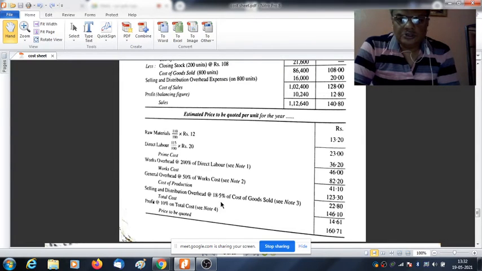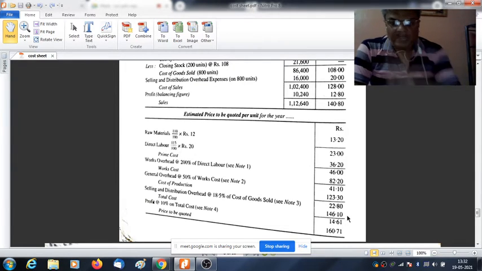Okay, so 18.5% of cost of goods sold. They have written cost of goods sold, but actually it is basically cost of production. So apply this, and you have selling and distribution of 22.80. So total cost comes to 146.10.